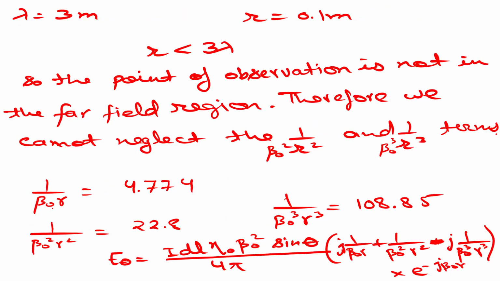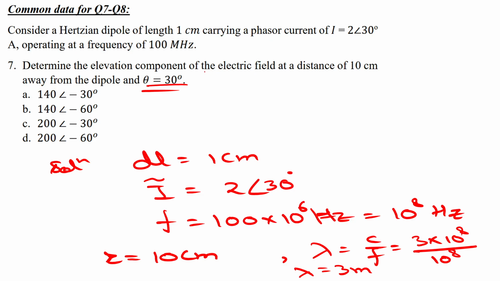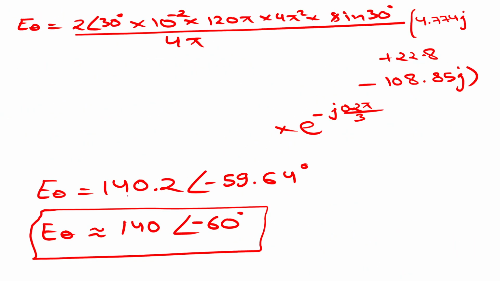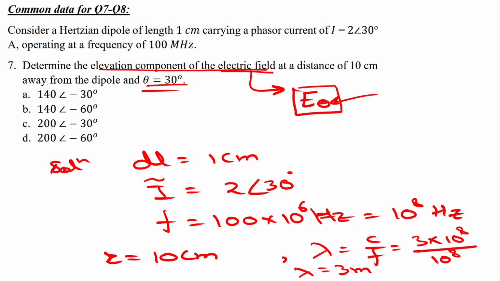So this is the E field component, and in the problem we have to determine the elevation component of the electric field. Elevation component means we have to find E theta, because theta is our elevation angle. First we found the observation point, and we found that r is less than 3 lambda. That means the point of observation is not in the far field region, and therefore we should not neglect the 1 by r square and 1 by r cube terms from the formula. When we calculated, we got E theta as 140 with angle minus 60 degrees. So the correct option is option B.